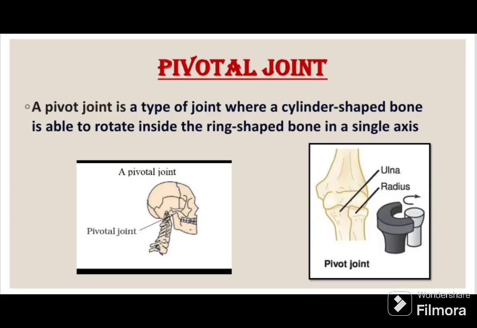Next is pivotal joint. In this type of joint, a cylindrical bone meets a ring-like structured bone. This setup allows rotational motion to occur. You will find this type of joint in your neck, wrist or elbow.